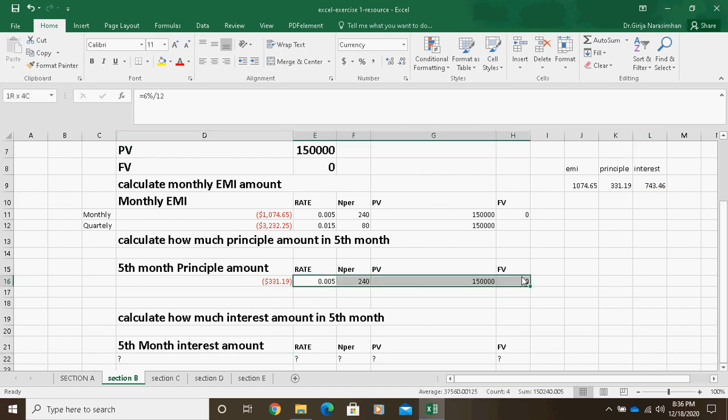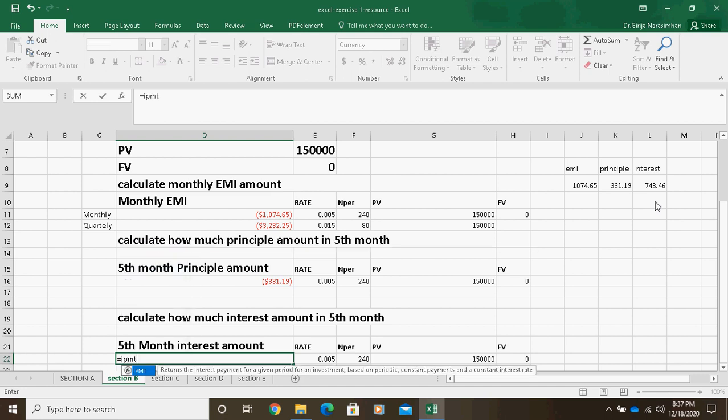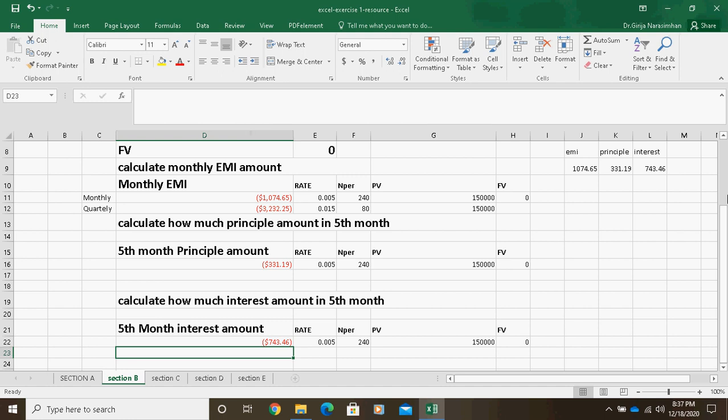Same formula, copy and paste. Clear or not? Suppose I want to know the interest for the fifth month. It should come to 743. So instead of PPMT, what do I give? IPMT. IPMT means interest payment; you can see it returns the interest payment. In the IPMT bracket I give the same rate, comma, and here also which month's interest? Fifth month interest. Then NPR, correct, then the principal value, comma, as usual FV. What is coming? Exactly 743 is coming. Can you see it is matching? Are you getting it? Same thing.